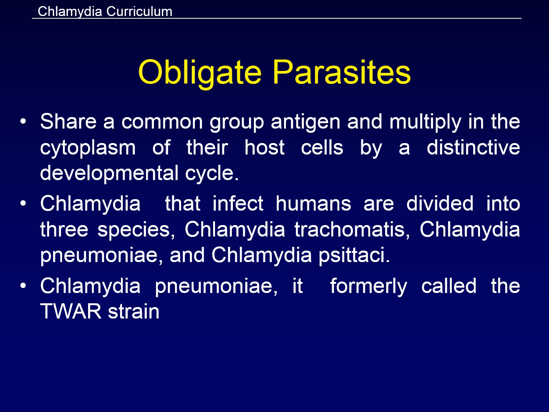Chlamydia pneumoniae was formerly called TWAR. The name comes from two original isolates: Taiwan TW-183, and acute respiratory isolate AR-39.